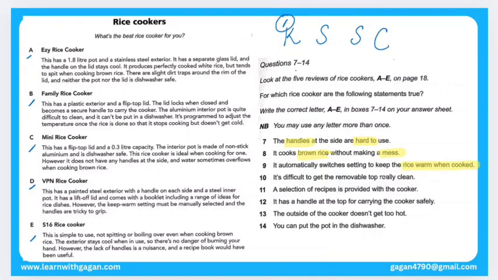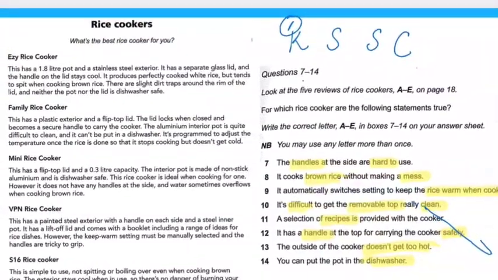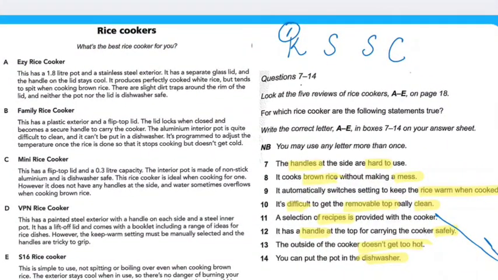10th, it's difficult to get the removable top really clean. Difficult, removable top, clean. A selection of recipes. Recipes is the only keyword which is important. It has a handle at the top for carrying the cooker safely. So safely and a handle. The outside of the cooker doesn't get too hot. You can put the pot in the dishwasher. So these are our keywords. Now let's have a look at the text. Let's scan each cooker's features one by one and see which one matches. So we are going to scan them now.